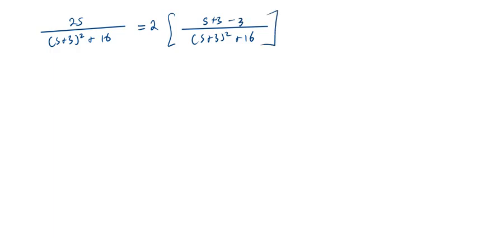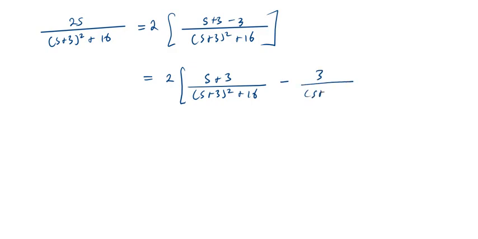Have I changed anything? No, I've changed the way it looks, but I haven't changed anything, because plus 3 minus 3 is still a 0. So what I would do here is that I'm going to separate this. I'll have 2, then s plus 3 divided by s plus 3 squared plus 16. Then I'll pick this minus here, minus 3 over s plus 3 squared plus 16. You close your bracket. What follows now is that I think I can go ahead and find the inverse Laplace transform here.